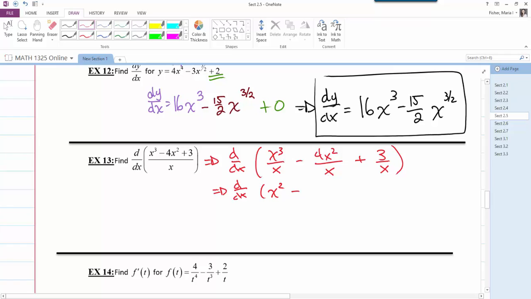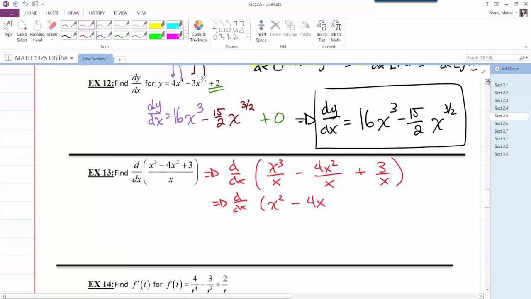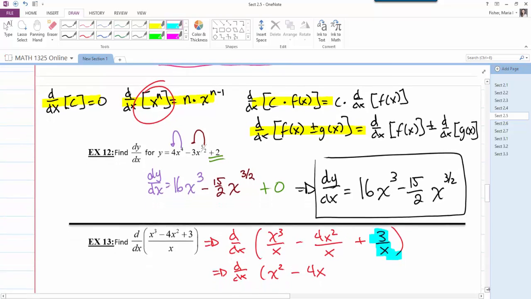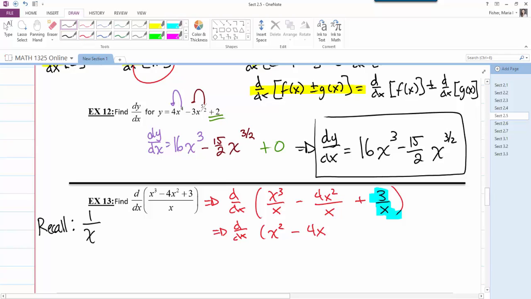What is 4x squared over x? Well, that's just going to be 4x. What about 3 over x? Well, again, remember, I need it to look like x to the n. I need to get this thing out of the denominator. How do I get it out of the denominator? Well, recall from algebra, 1 over x to the n is equal to x to the negative n. Or, in our case, if we have a number over x to the n, this is going to equal that number times x to the negative n.